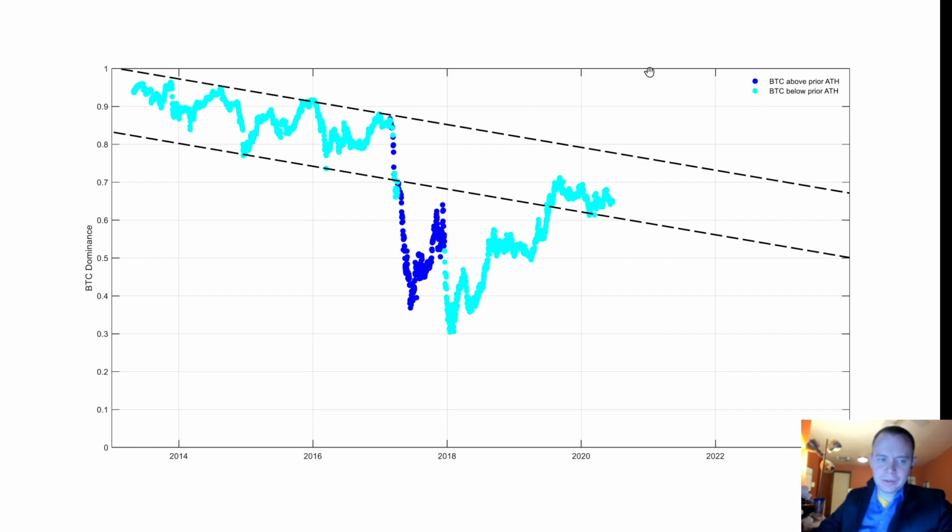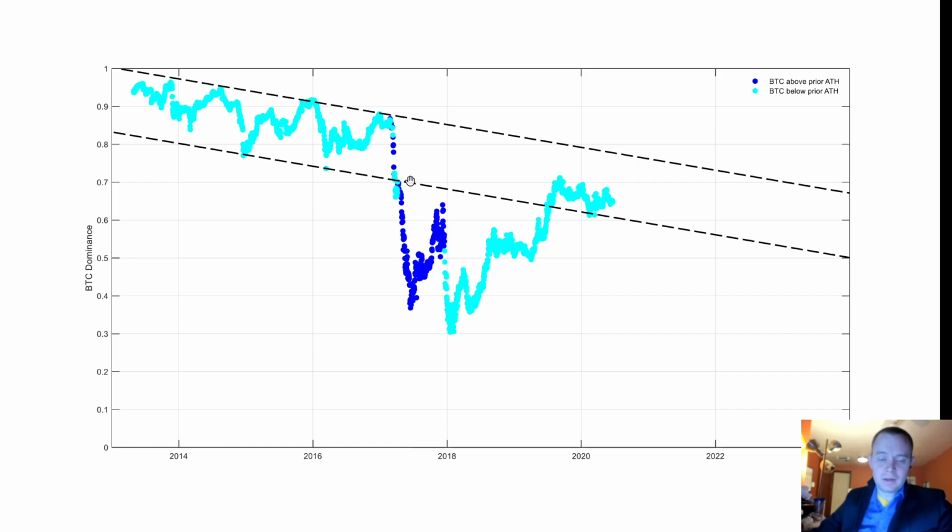So it's light blue when we're below the prior all-time high. So you can see we were in this window for several years. Basically, right when Bitcoin got above its prior all-time high, this is what triggered this move here. Okay, and we know that it came up to 1,100, then it dropped back down, and then it tested it again. And you can see that was right around this point.